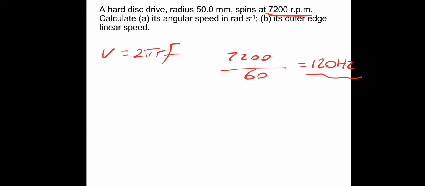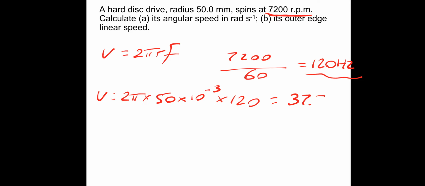Then we can just use V equals 2 pi r f. So V will be equal to 2 pi times the radius, which is 50 millimeters. So that'll be 50 times 10 to the minus 3, multiplied by the frequency of 120 hertz, which gives us a velocity of 37.7 meters per second.